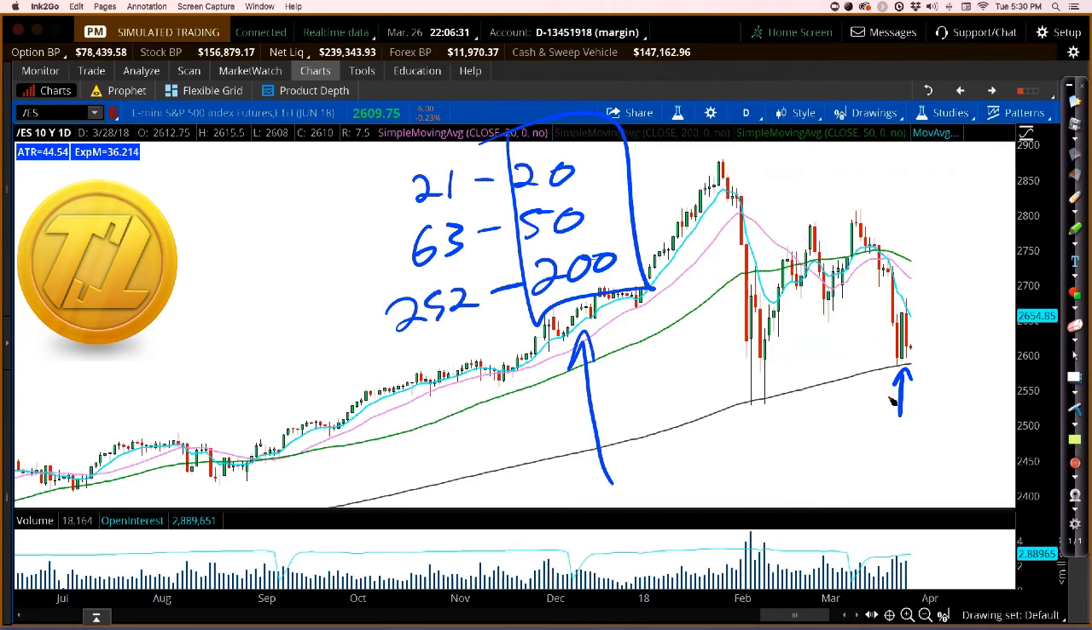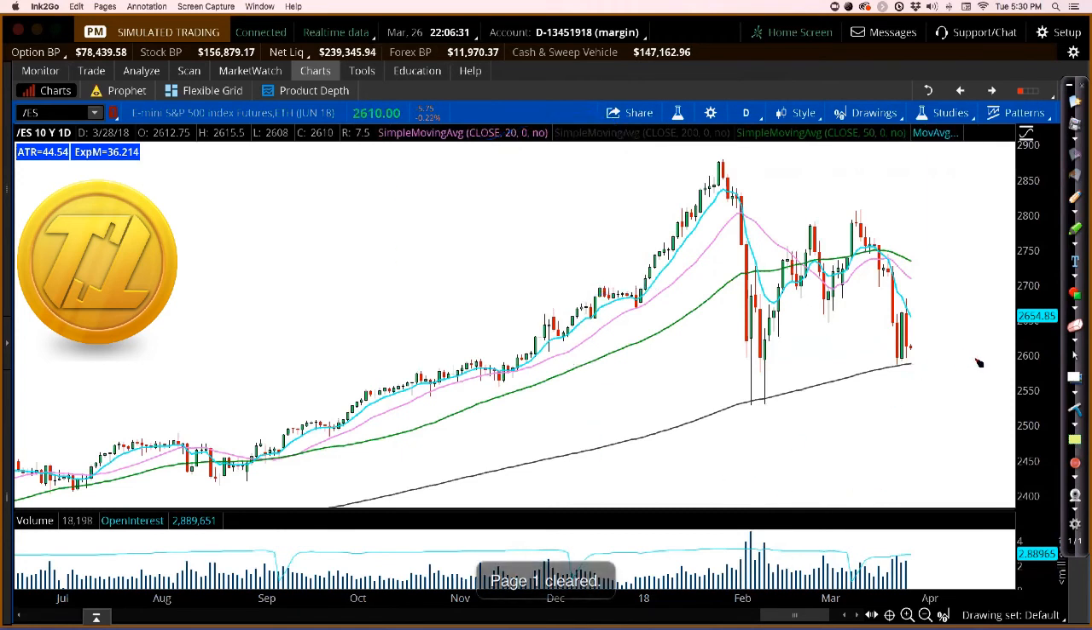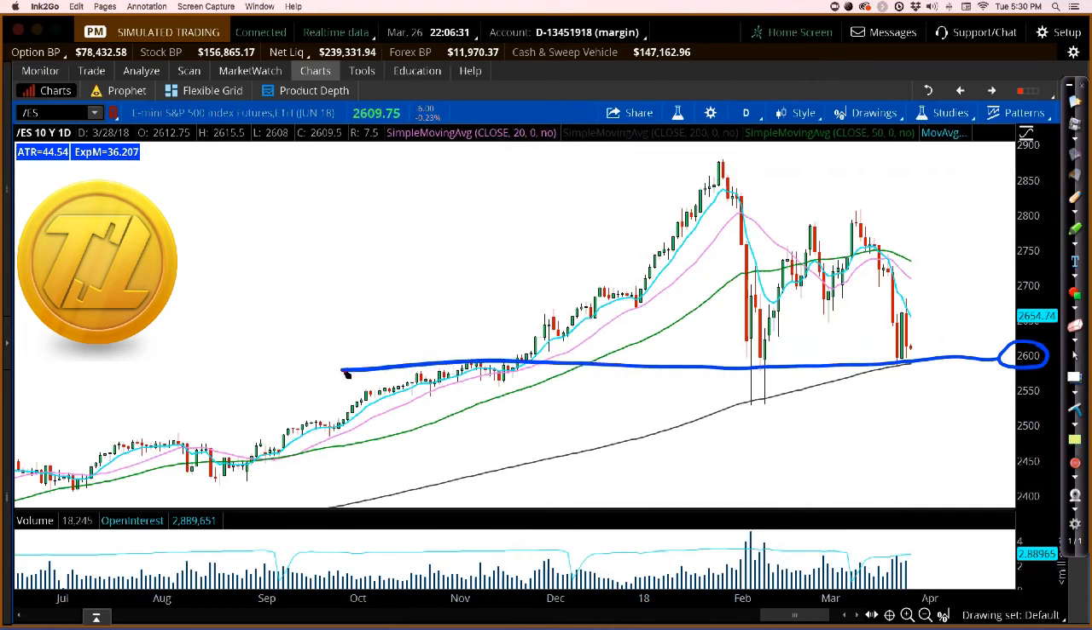Okay. And that can be very, very valid. In this case, I think we've got a very interesting scenario. You've got the 200 period moving average. You also have the big fat number 2600. You've got old support resistance zones that coincide with that.